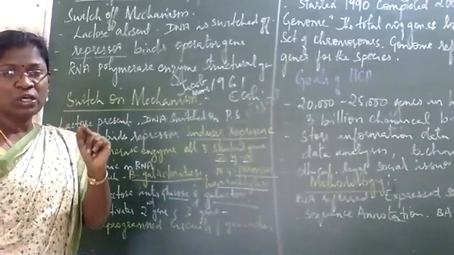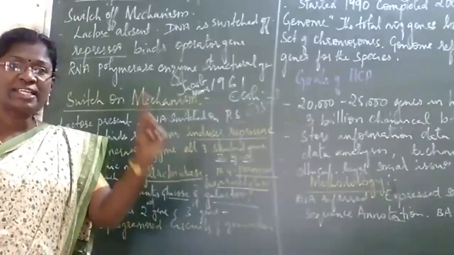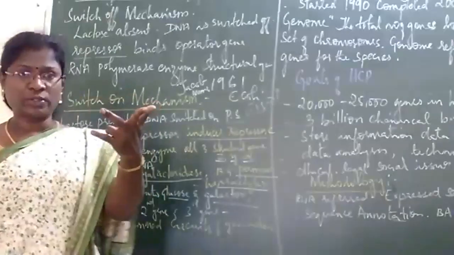That is called a polycistronic gene, which is found in prokaryotes.